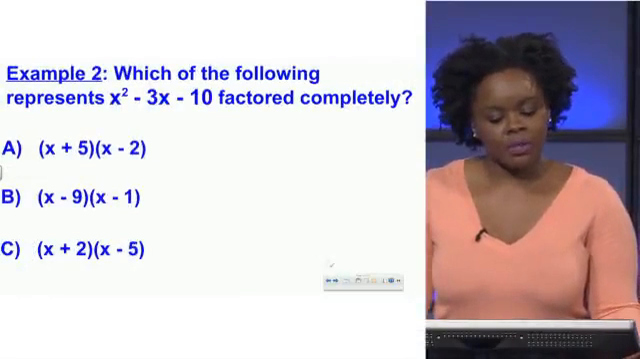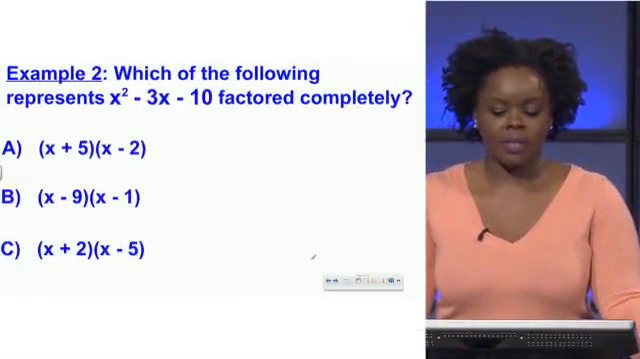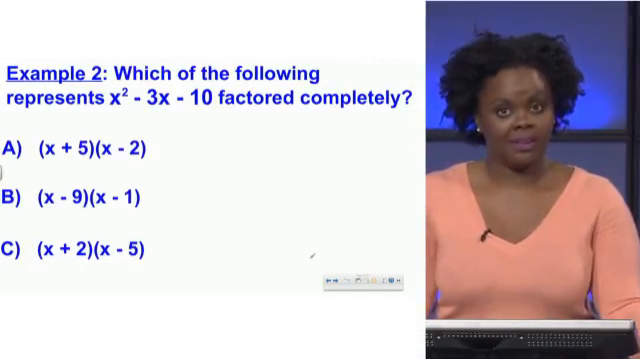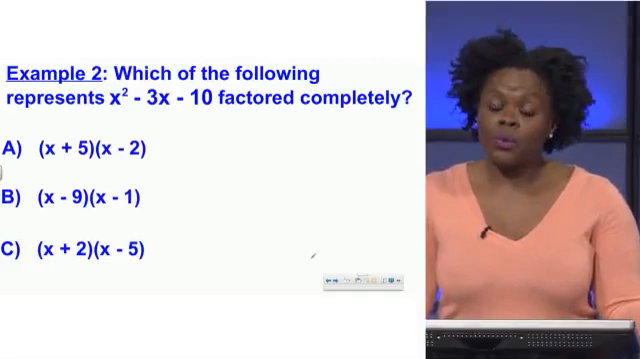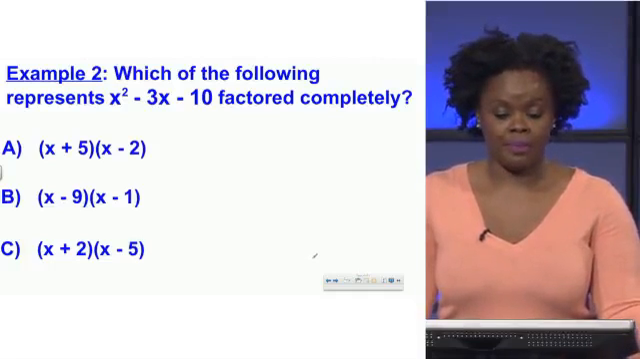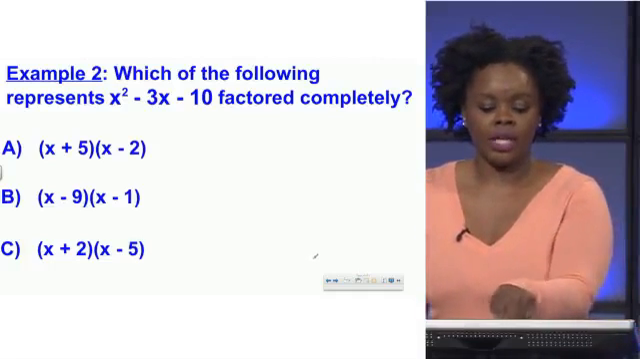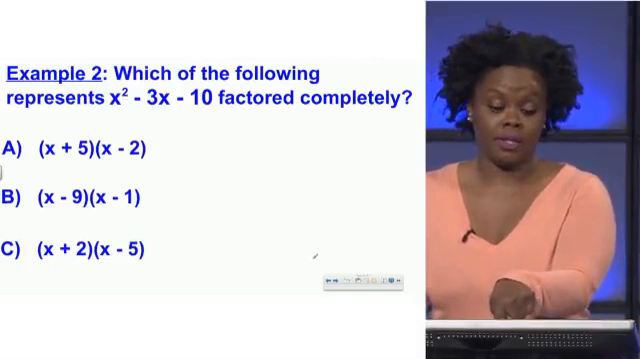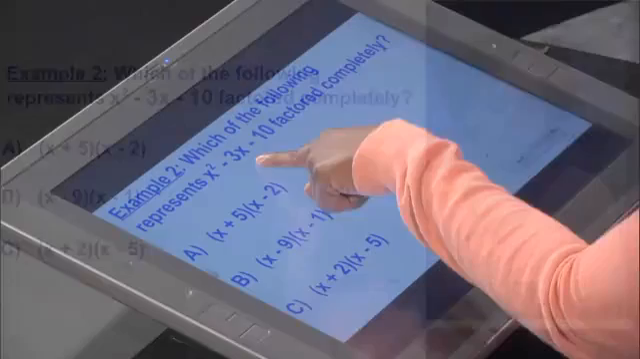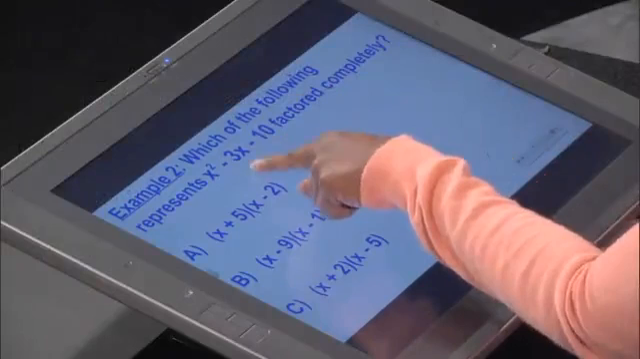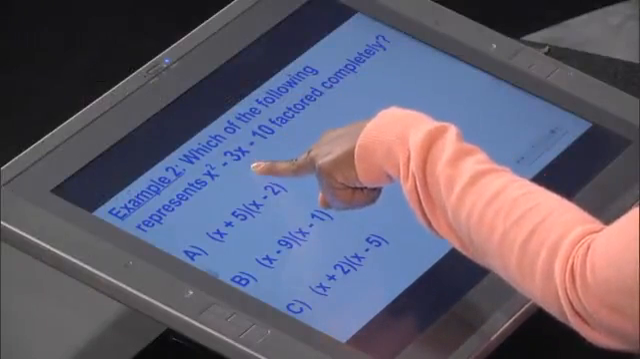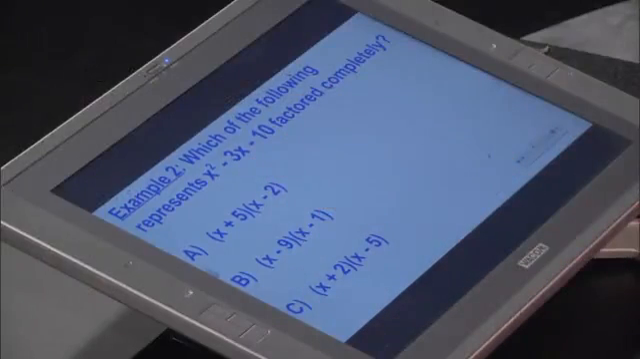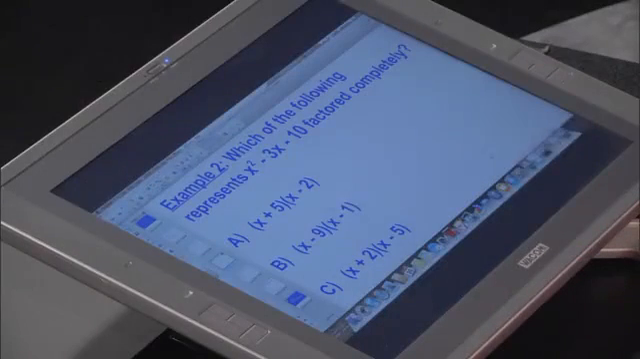Which of the following represents x squared minus 3x minus 10 factored completely? Okay, so if you think back to what we did a second ago on that other problem, we started out by entering in the trinomial that they gave us. So that x squared minus 3x minus 10, I need to get that in my calculator for y1. Okay, so I'm going to switch and look at the calculator. Let me get that in my memory, x squared minus 3x minus 10.